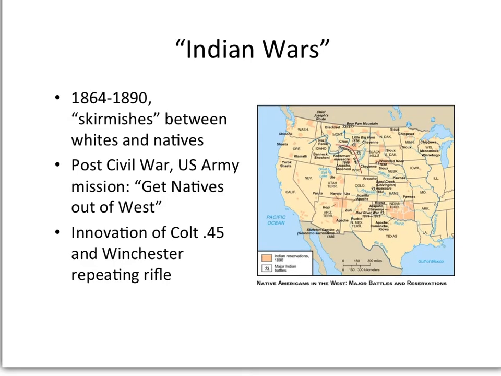So the Indian Wars between 1864 and 1890, a series of skirmishes between the natives and again the white man. Post-Civil War U.S. Army mission was to get the natives out of the West. One of the things that they did after the Civil War is they began using, for example, African American soldiers. And they used the African American soldiers as sort of like a buffer between them and the Indians.